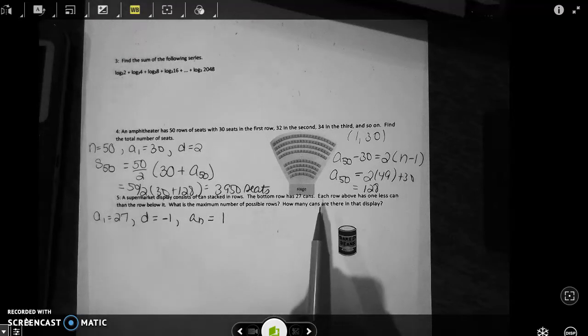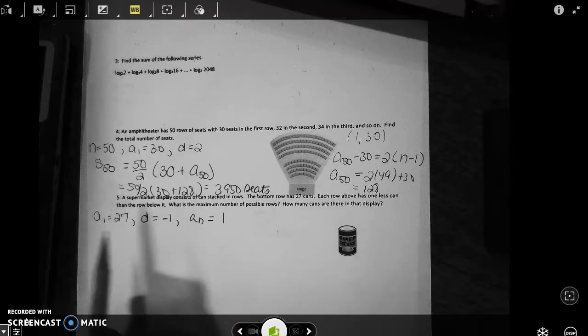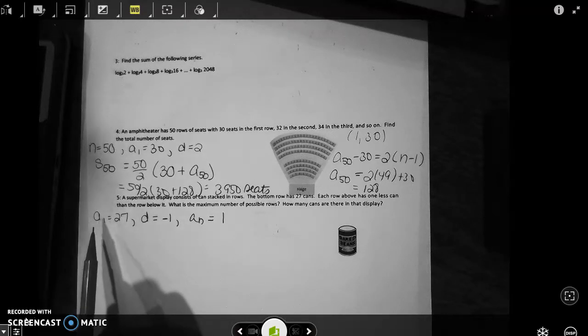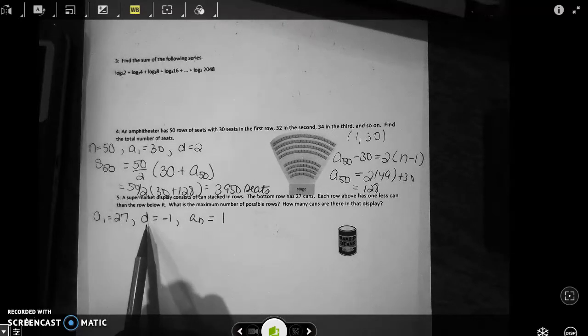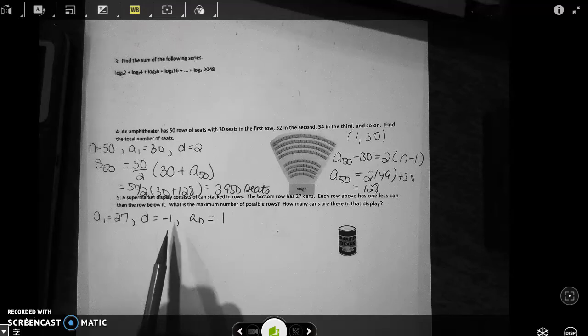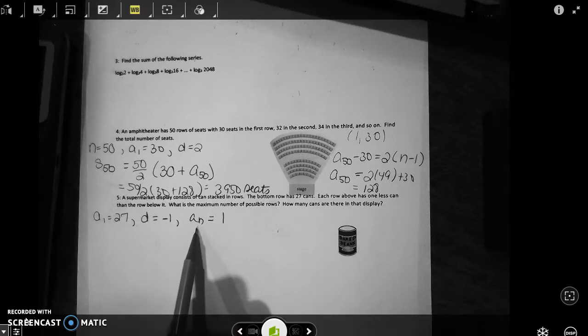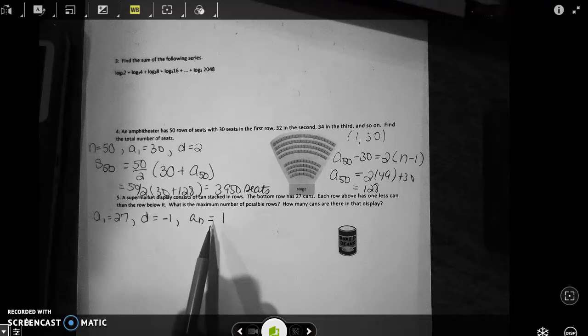Yep. The bottom row has 27 cans. Each row has one less. So that means A sub 1 is 27. The common difference is -1. We also know that A sub n happens to be 1. There's going to be one can on the top row.